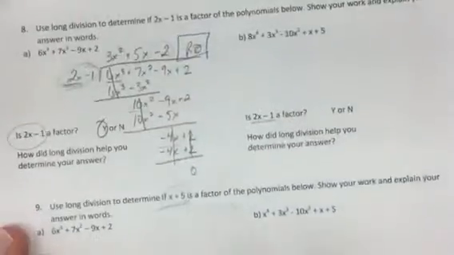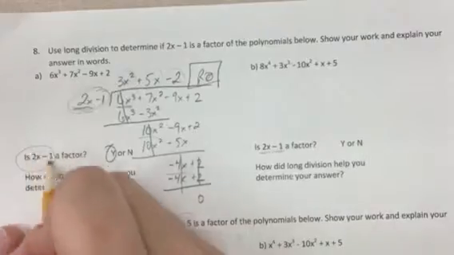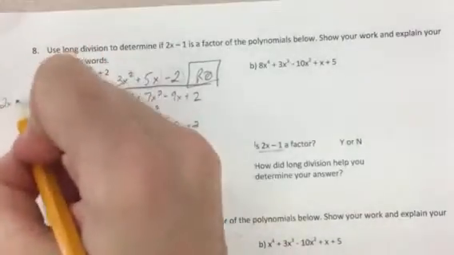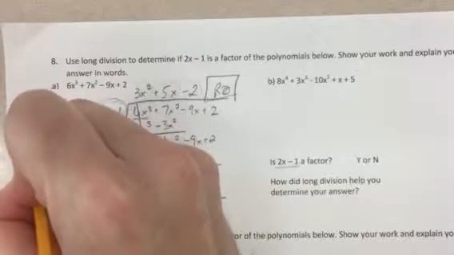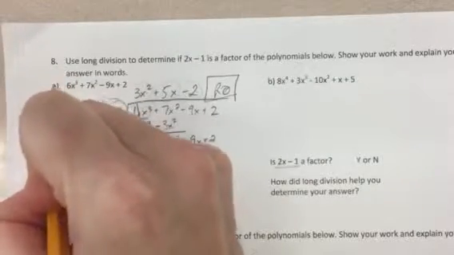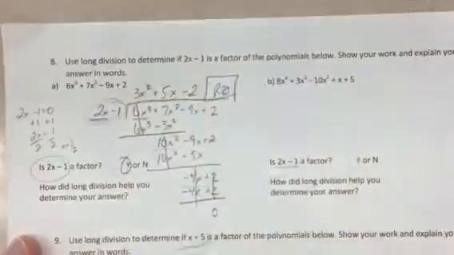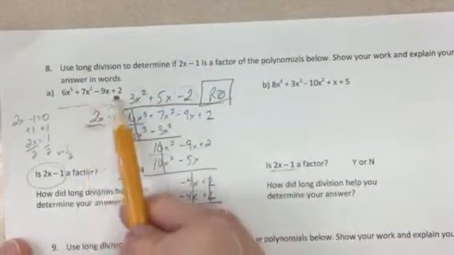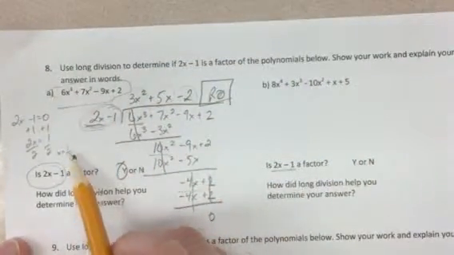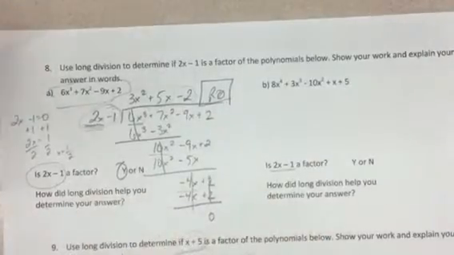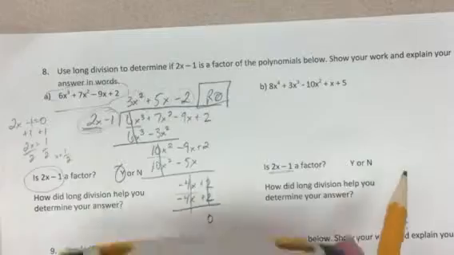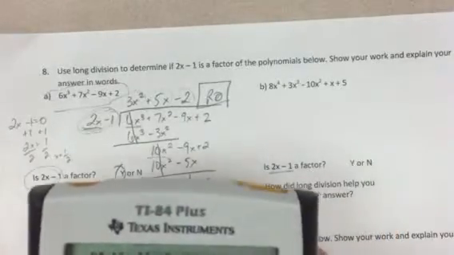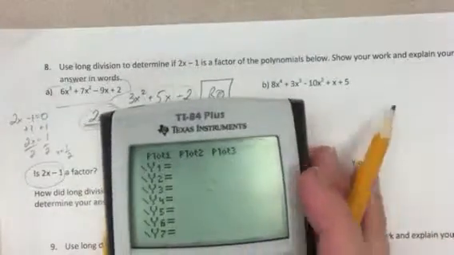And remember, there's a way to use graphing to check this, right? I could set this factor equal to 0, 2x minus 1 equals 0. I could add 1 to both sides, divide by 2, x equals 1/2, right? And if I graph this and it has a 0 at 1/2, then I know I've found a factor, right? Because if this is a factor, then it should have a 0 at 1/2. So it's really good to be able to have multiple strategies because you can check your work.